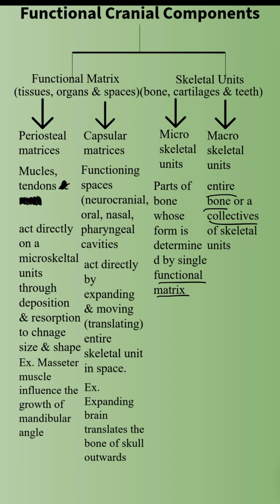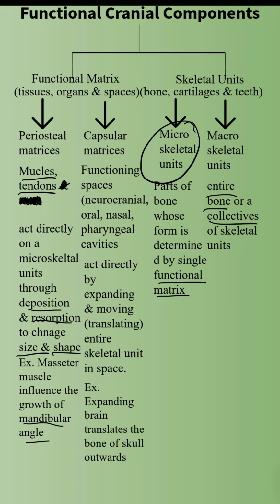Periosteal matrices include muscles and tendons. They act directly on the microskeletal units through deposition and resorption to change size and shape. For example, the masseter muscle influences the growth of the mandibular angle, which is part of the mandible.